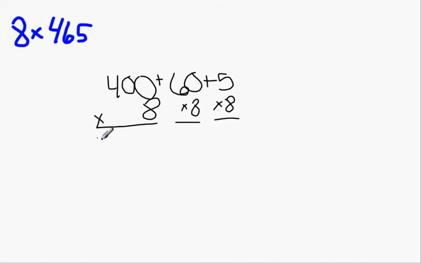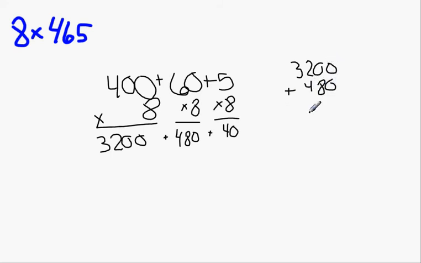8 times 4 is 32 with 2 zeros. 8 times 6 is 48 and 1 zero. 8 times 5 is 40. Okay, remember we're adding all these numbers together. So even though we multiplied this part, we're just adding because the expanded part is added. So we just need to add afterwards 3,200 plus 480 plus 40.